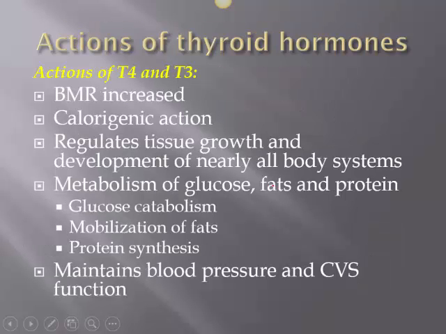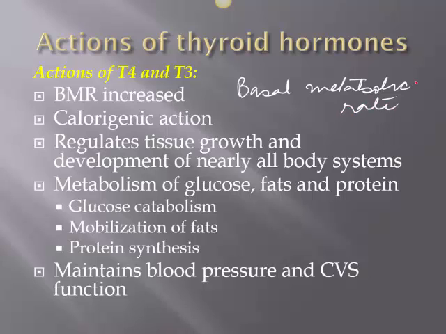So let's look at the actions of thyroid hormones. It acts on almost all tissues of the body. Basic action is to increase the basal metabolic rate. So when your metabolism increases, automatically heat is produced. So your body temperature goes up. And that's why we say it has what is called a calorigenic effect. That means it increases your temperature.